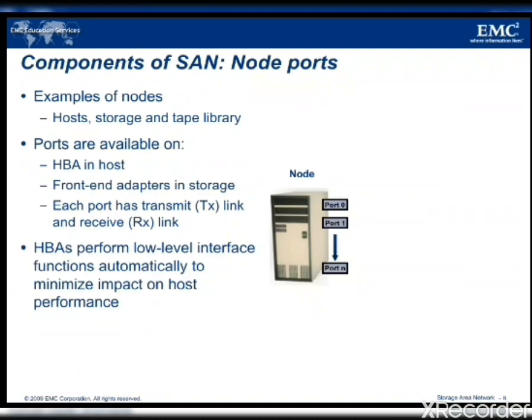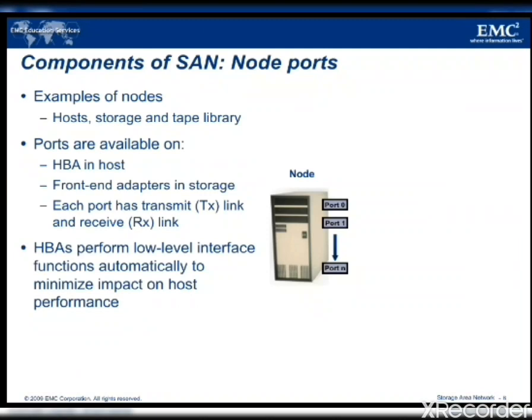All the end devices that you see in this FC SAN architecture can be termed as a node. Examples are hosts, storage arrays, and tape libraries. Each of these nodes is either a source or a destination of information. To have a connection or communication between these nodes, we require a physical interface. This physical interface is called a port, and every node requires one or more ports.